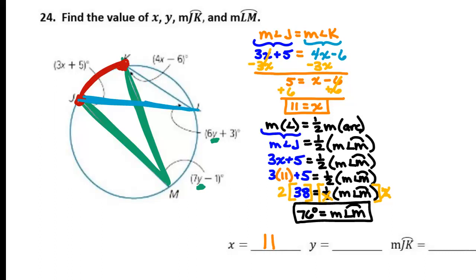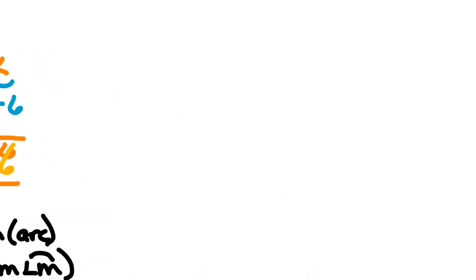I'm going to do that in purple, actually. What do you notice about angle L? Intercepting the exact same arc. It's also intercepting arc JK. So what does that mean about those two angles then? They are congruent. So angle L is congruent to angle M.